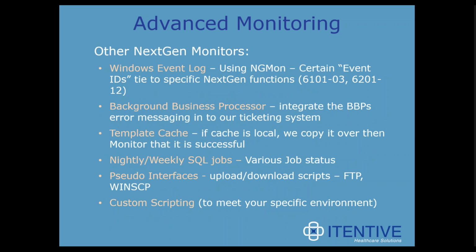For some of the other NextGen monitors, we use the Windows event log to our advantage. Using ngmon, we have created our own event IDs to tie to specific NextGen functions. We created our own 6101 through 03 and 6201 through 12. I'm not going to go through the whole list here, but I'll read off some of them. In the 6100 series, we're looking at terminal server user counts, scheduled tasks, and file and folder monitoring. In the 6200 series, we're looking at each one of those scripts that we're running. Each one of them generates its own ID.